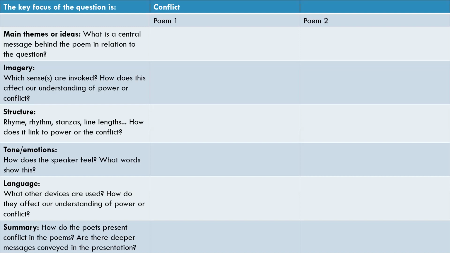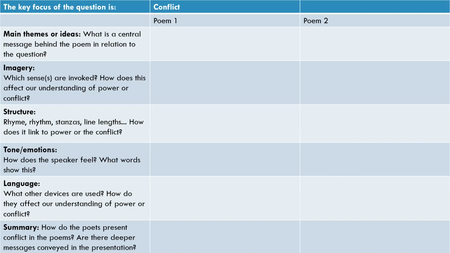Think about the tone of the poem. Think about the emotions that we experience. What does the speaker in the poem feel? How do you know that they feel like that? Think about other things to do with language. So what other devices or techniques are used to show anything at all to do with the central message to do with conflict? And then finally, how do the poets present conflict in the poems? Are there deeper messages conveyed within the poem?